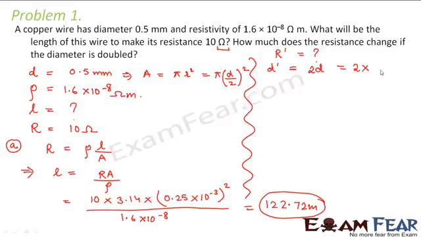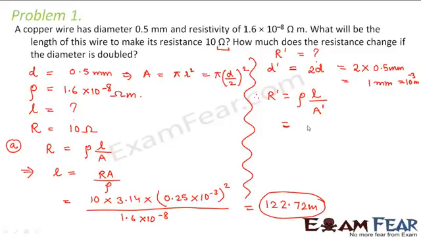That is equal to 2 into the initial diameter, which was 0.5 millimeter. So that is equal to 1 millimeter, which can be written as 10 to the power minus 3 meters. So this is my new diameter. Therefore, the new resistance will be equal to rho L divided by A dash. Now here the diameter is doubled, so this will not affect the length at all.